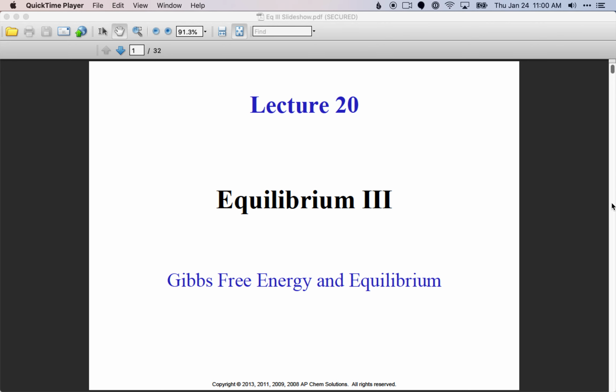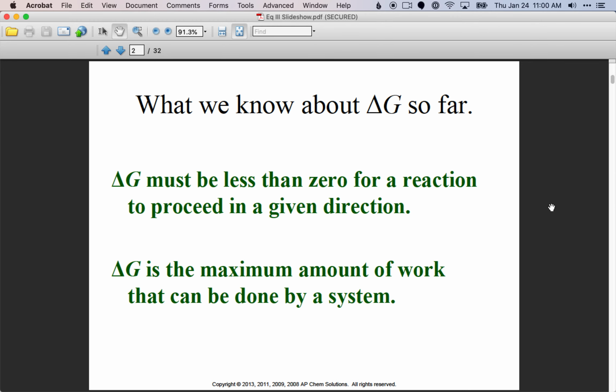Gibbs free energy. Now, Gibbs free energy actually harkens back to the steam engine. They were looking at what kind of useful work can be done with the system. And notice that they were measuring Gibbs free energy to determine if it would proceed in a certain direction, and that tended to be less than zero.